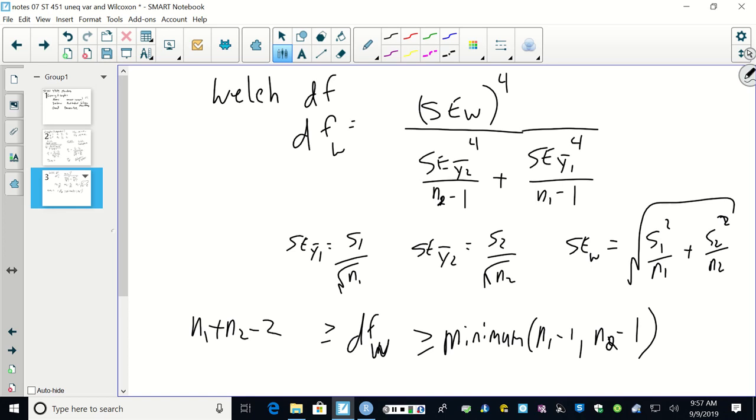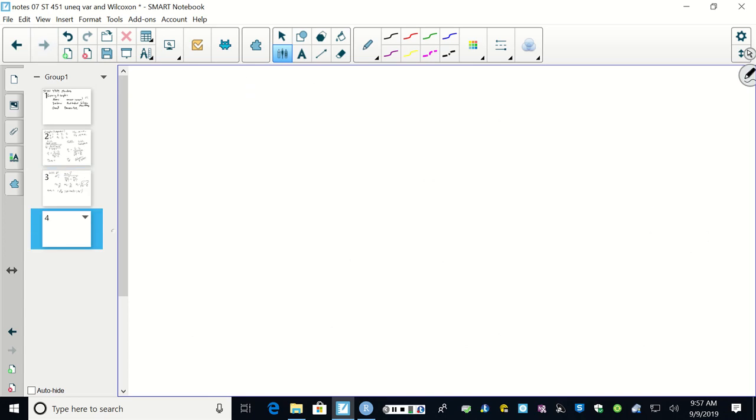So that's one procedure for doing this. But a different way of looking at this, we'll do something called a permutation test.